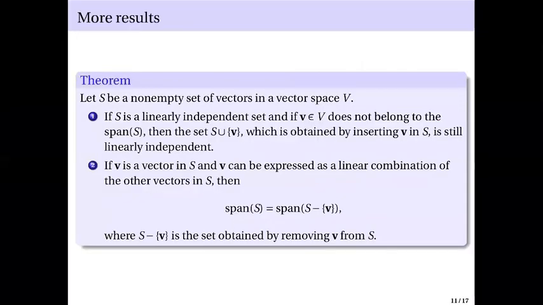Now, let's look at this theorem. Let S be a non-empty set of vectors in a vector space V. If S is linearly independent, and if V belongs to the vector space V and does not belong to the span of S, then the set S union the set containing V, meaning you put your V inside S, that new set is still linearly independent.